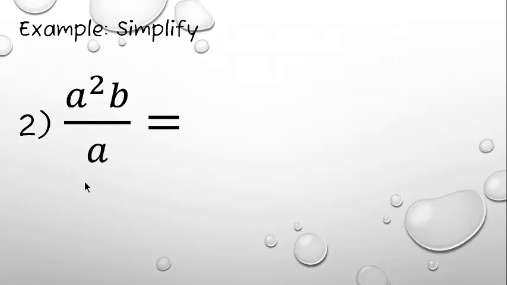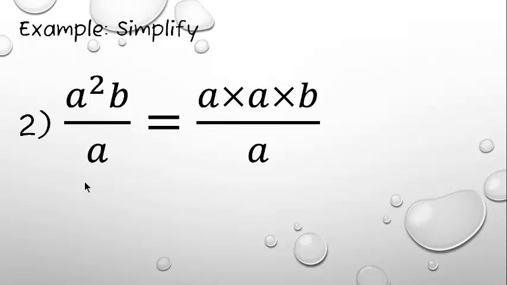Okay, looking at a little harder one. We have a squared b over a. So that's a squared b divided by a. Now, writing that out in expanded notation, we have a times a times b all over a. There's no coefficients there, so it's just 1 divided by 1. We'll just ignore that for the moment. We have a divided by a, that becomes 1, so we can cancel 1 out at the top and 1 down from the bottom. So we have 1 times a times b over 1. It simply becomes ab.